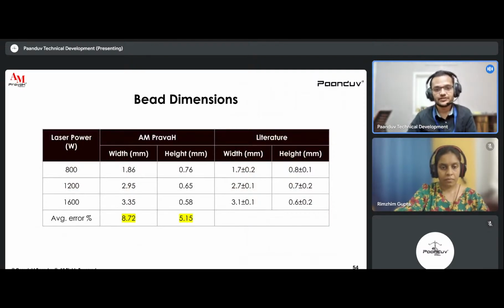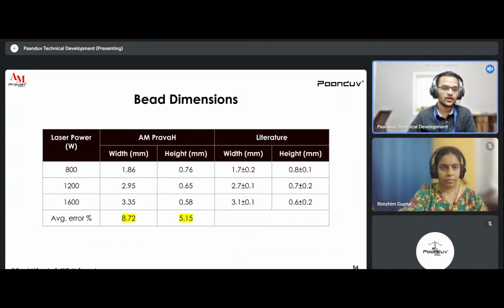Here is a comparison for the variation in laser power from the literature. For the laser power of 800 watts, the predicted width by AM Pravah is around 1.86 mm, and the predicted height is around 0.76 mm. From the literature, the width is 1.7 mm and the height is 0.8 mm.